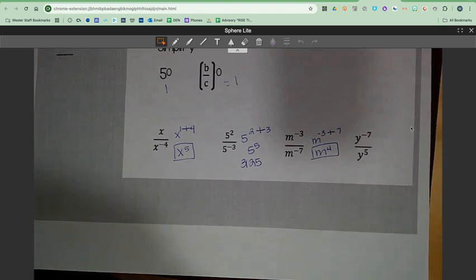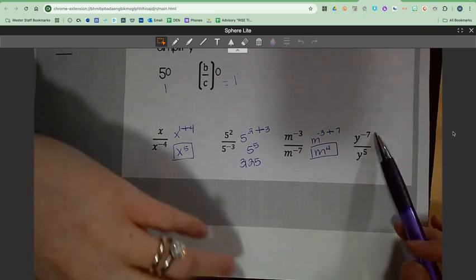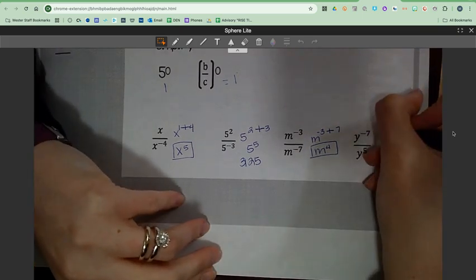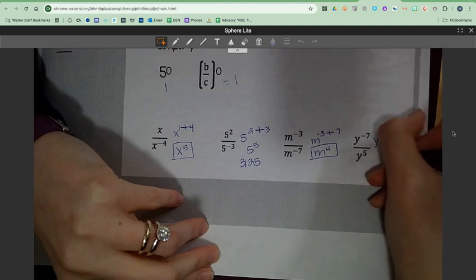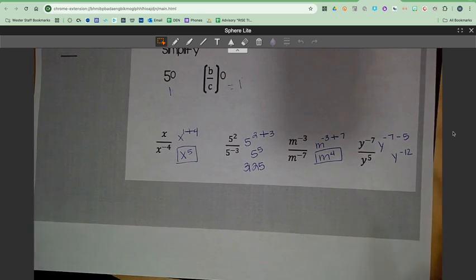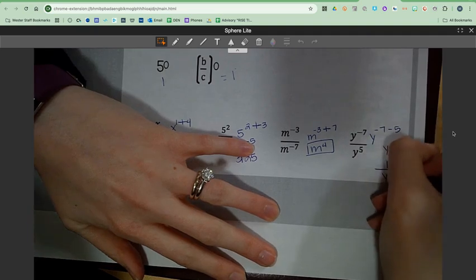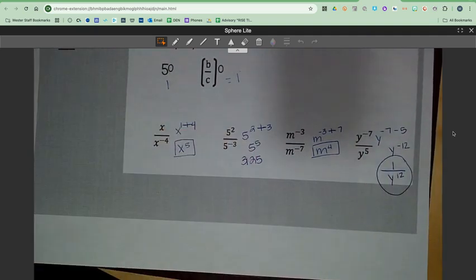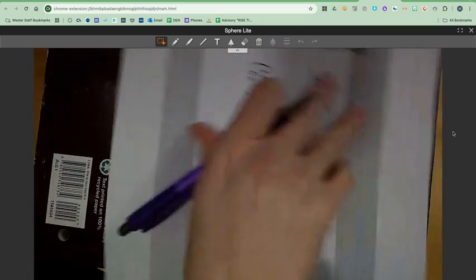So I'm going to deal with my division rules first. So y, same base. So I'm going to subtract the exponents. So we have negative 7 for y to the negative 7th minus 5. Well, negative 7 minus 5 is y to the negative 12th. As I've said before, when you have division and you're subtracting the exponents, that automatically moves your base to the numerator. So since I have a negative and my base is in the numerator, I'm going to swap it and send it to the denominator. And when I send it to the denominator, my exponent will become positive. So this is 1 over y to the 12th.